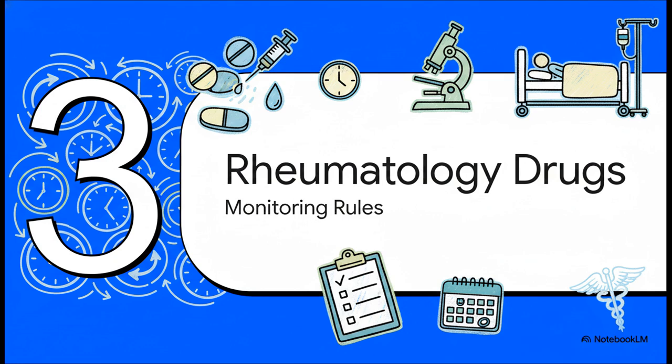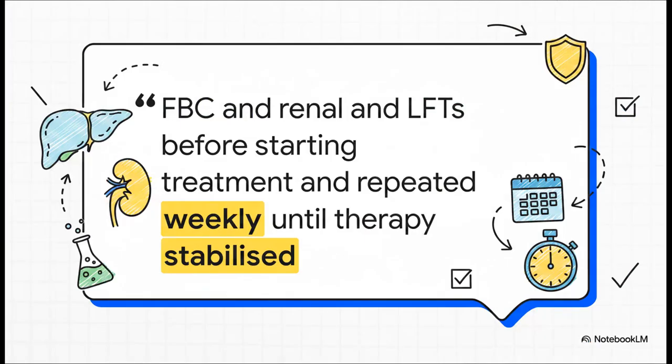Next up, Section 3, Rheumatology Drug Monitoring. Okay, we're kicking this section off with methotrexate, and I really want you to listen to this exact quote from the Committee on Safety of Medicines. They state, "FBC and renal and LFTs before starting treatment, and repeated weekly until therapy stabilized. Thereafter, patients should be monitored every 2 to 3 months."